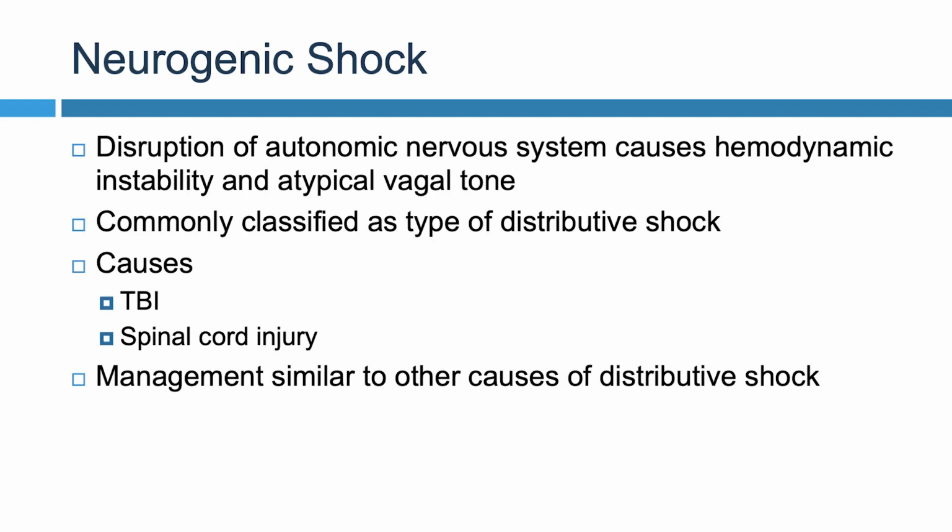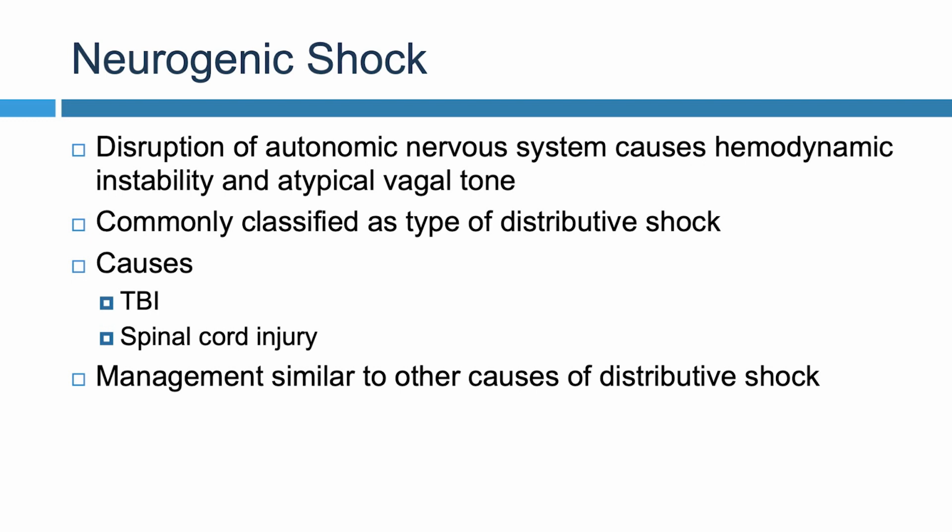The next type of shock we'll discuss is neurogenic shock, which is actually a subtype of distributive shock but has its own specific cause, which is disruption of the autonomic nervous system. So when we disrupt the autonomic nervous system, we're going to get fluctuations in vagal tone, and therefore we'll get hemodynamic instability because the blood vessels are essentially saying we don't know whether to vasodilate or vasoconstrict, and this will ultimately lead to shock. So the main causes of neurogenic shock are typically going to be traumatic in nature. These are things like traumatic brain injuries, spinal cord injuries, whether it be from a car accident or other cause.